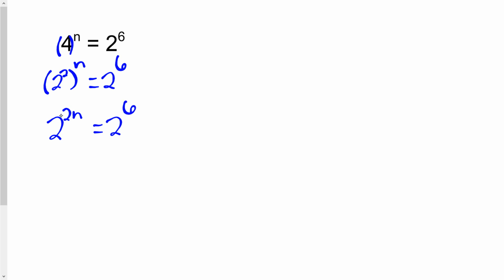equals 2 to the 6th. Now my bases are the same, so 2n equals 6. Divide both sides by 2 gives me n equals 3.